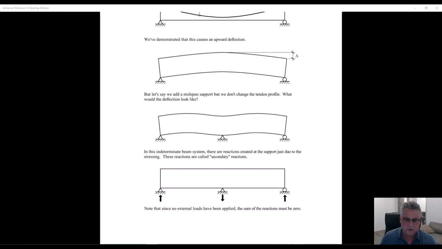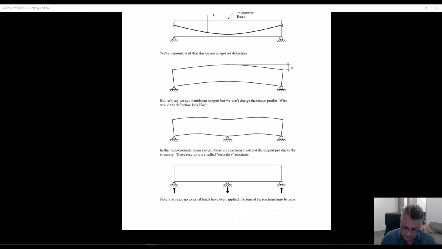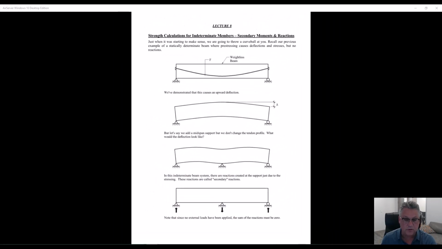Secondary effects, it's very important that you understand this, are caused entirely by pre-stressing, and they have nothing to do with the external loads. But they create reactions. Those reactions will create real shears, and those real shears will create real moments, and those are all called secondary effects, secondary reactions, secondary shears, and secondary moments. And they are absolutely critical.